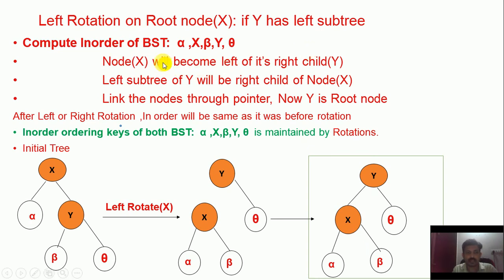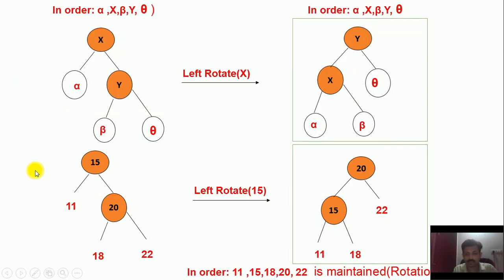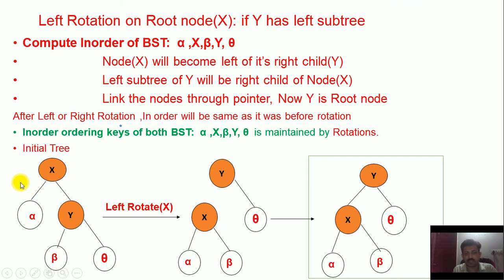So I am discussing case number 1. Suppose this is our initial tree, and I have to perform left rotation on node X. X also contains a left subtree. One main thing to remember is the in order of this original tree. Note the in order will be alpha, X, then beta, Y and theta. So after performing the rotations, we will get the same in order.